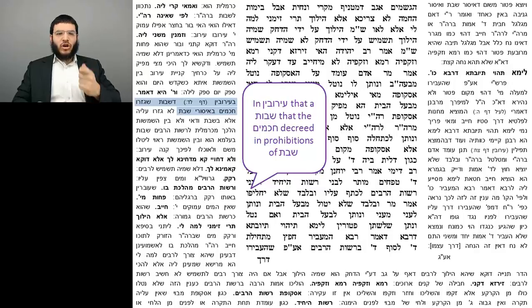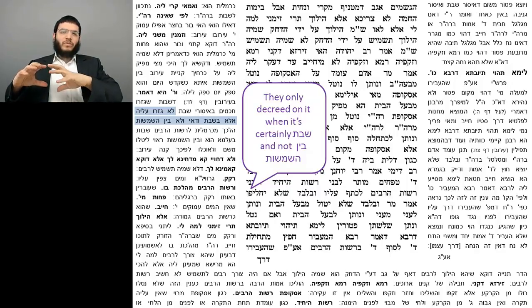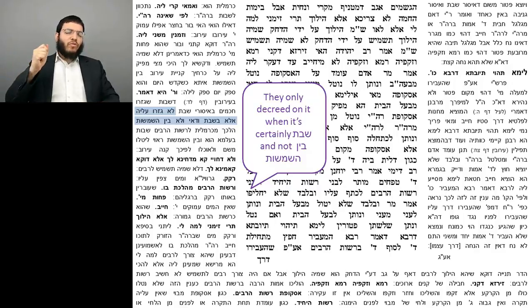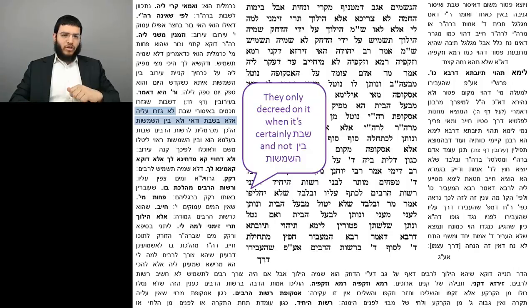Shevus shegazru chachamim be'isurei Shabbos, that a shevus that the Chachamim decreed in the prohibitions of Shabbos, anything that's midrabanan, lo gazru alei ela beShabbos vaday, they only decreed on it when it's certainly Shabbos, v'lo bein hashmashos, and not bein hashmashos. So the time that the eruv takes effect is bein hashmashos. And the teaching that this is a valid eruv fits with Rebbi, who says that by bein hashmashos we don't have any issur midrabanan.